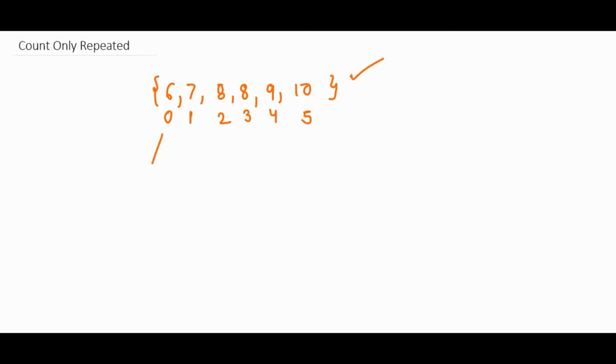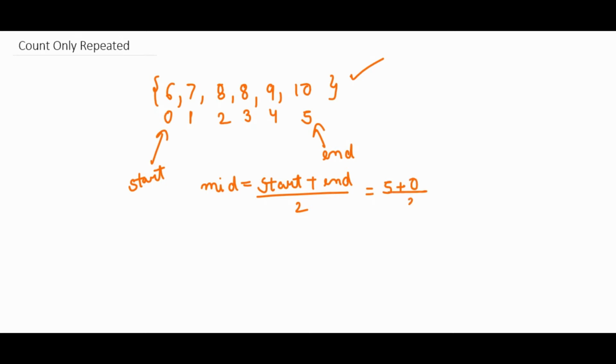So in binary search, first we have start pointer. Okay, we have our end pointer, and we will calculate first mid. So our mid will be start plus end by 2. So it will be 5 plus 0 by 2, which is equal to 2. Okay, so first of all our mid will point to second index.